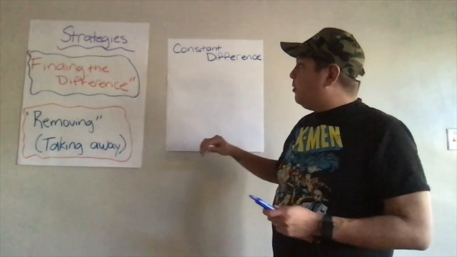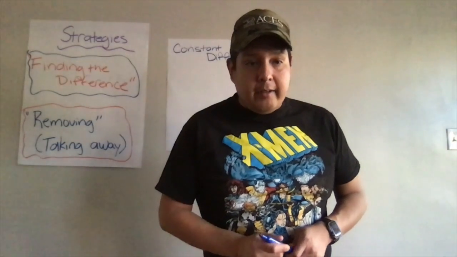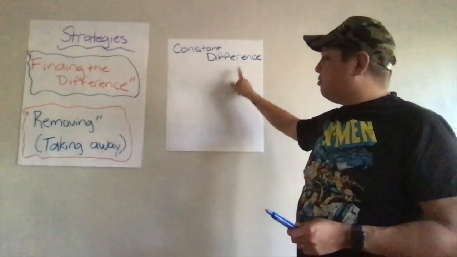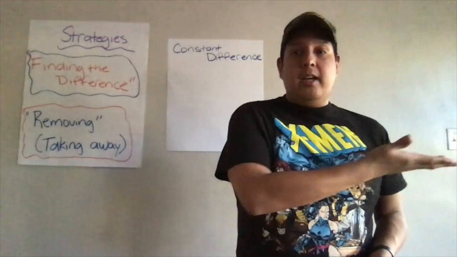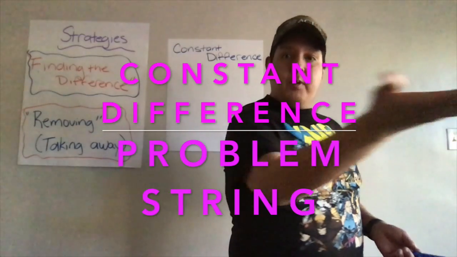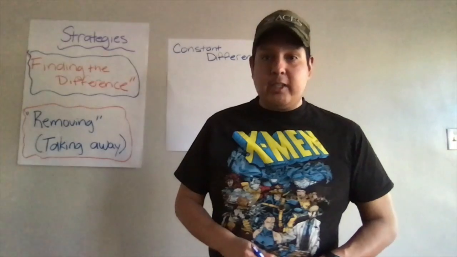And underneath that, I want you to write constant difference problem string. I'll repeat that one more time. Constant difference problem string. Maybe I'll put a title here as well. The magic of iMovie. Okay. So let's go ahead and write that down as our problem string title.